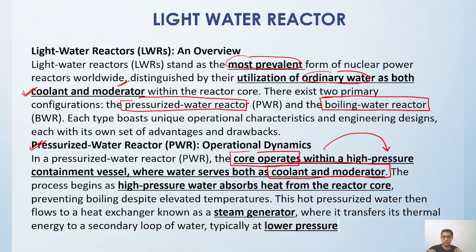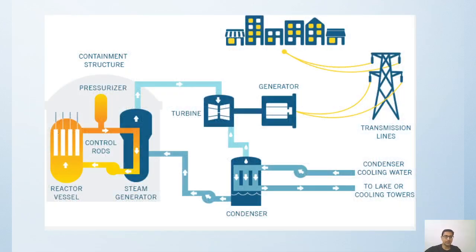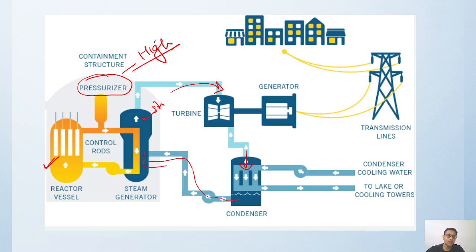Hot pressurized water flows toward the heat exchanger, where we have a steam generator, and this transfers the heat to water at a low pressure. Here you can see the reactor vessel, and we have a pressurizer over here. We keep the water at high pressure to prevent it from boiling, so that it remains in liquid form. We then send this water to a steam generator, and the steam runs the turbine. Then we have a condenser where we convert the steam back into liquid water, and it is fed again into the steam generator.